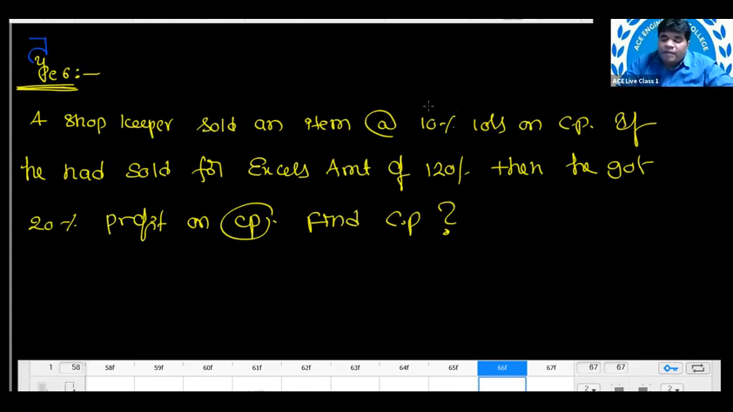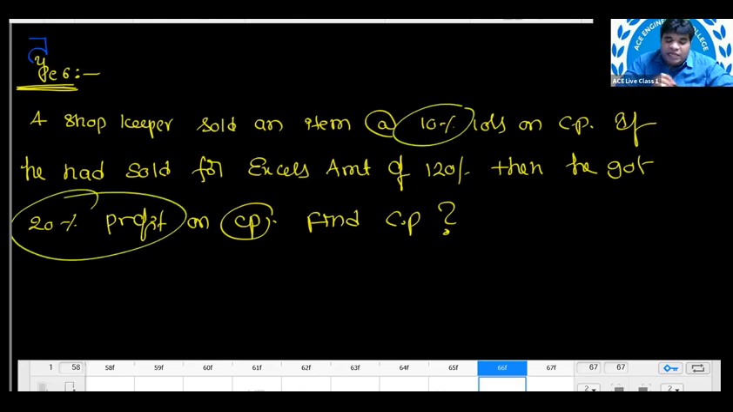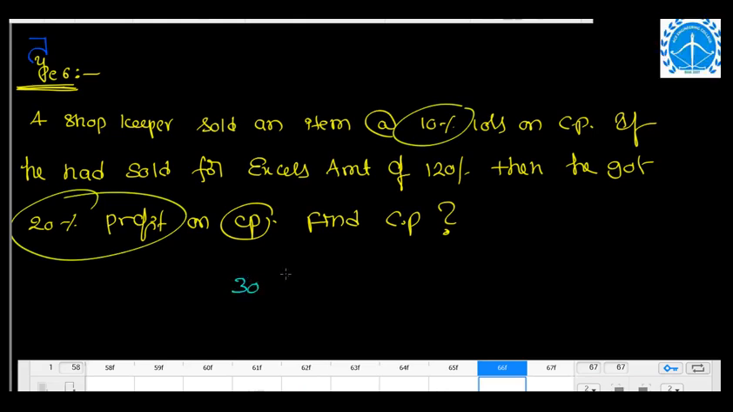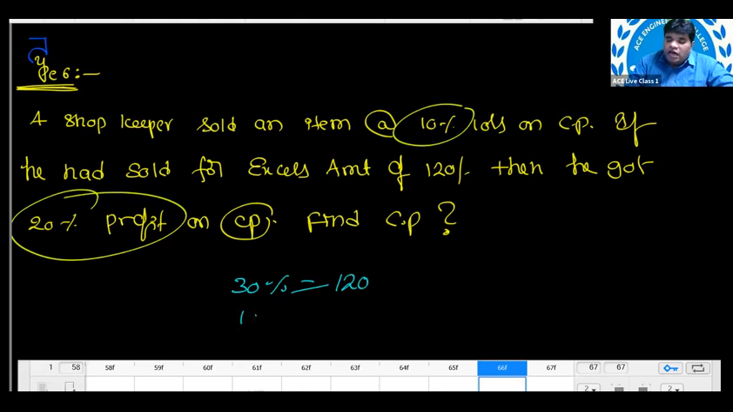Take the difference between the percentages. 10% loss, 20% profit means these two are added. What is the addition value? 30. So the amount is 120, and 100% is equal to 400. So 400 is the answer. Are you getting my point now? Yes, sir. This is the best shortcut.